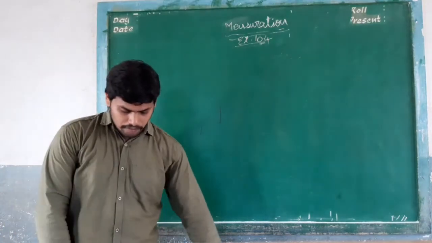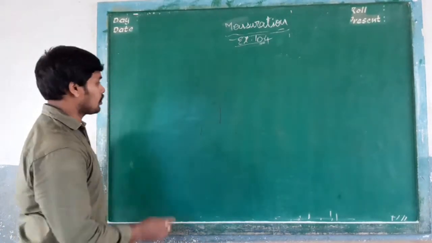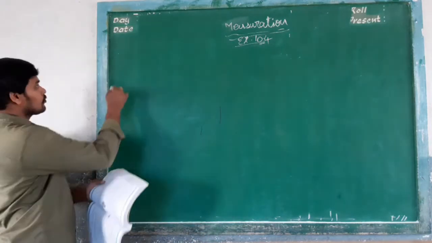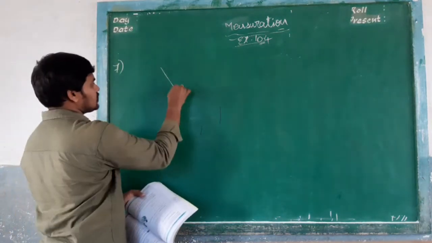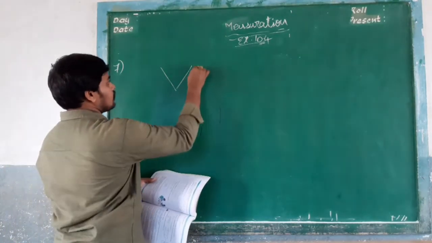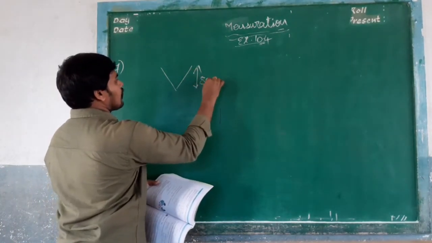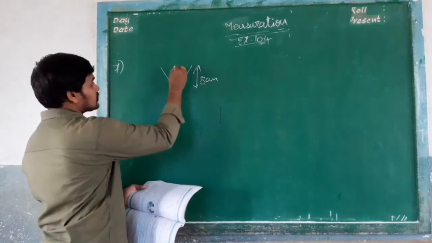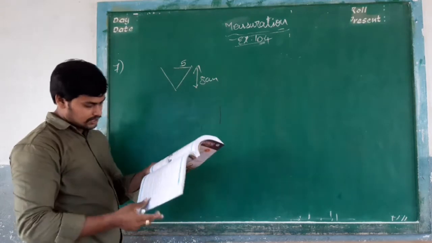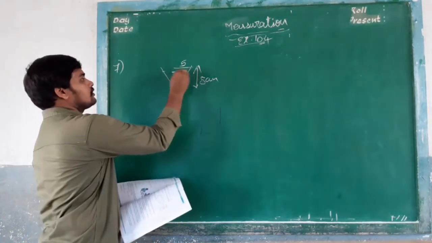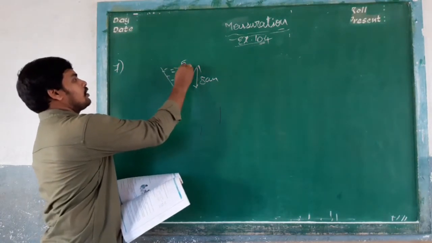Next, a vessel is in the form of an inverted cone. Its height is 8 centimeters, and the radius at the top is 5 centimeters. It is filled with water up to the rim.